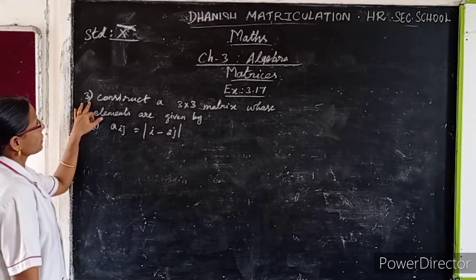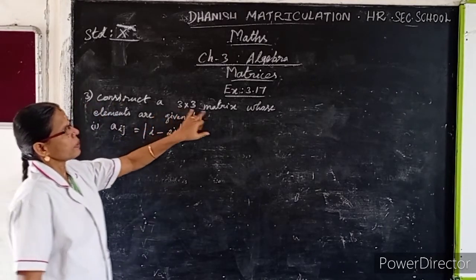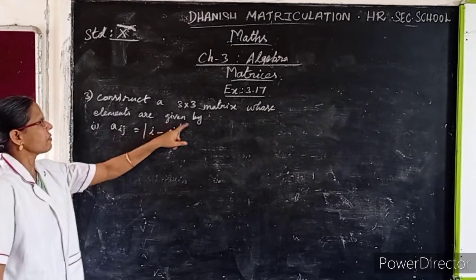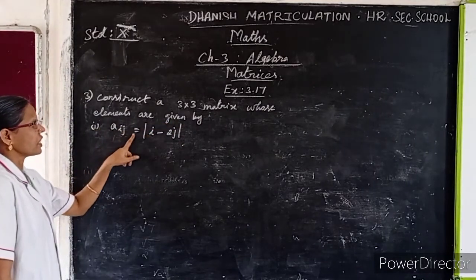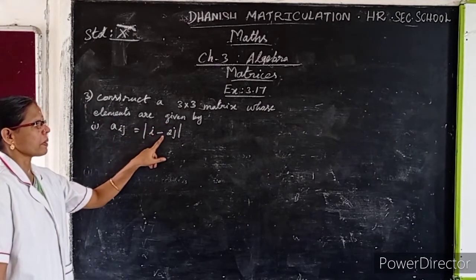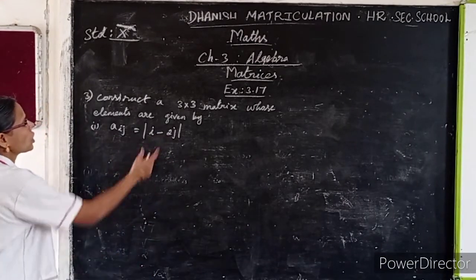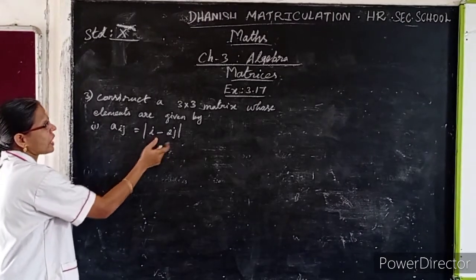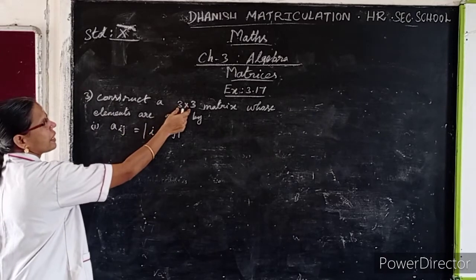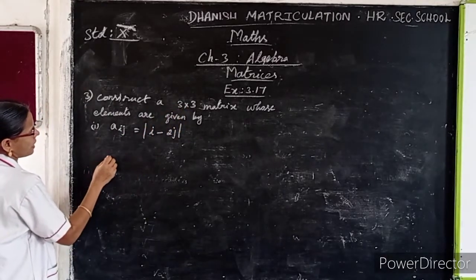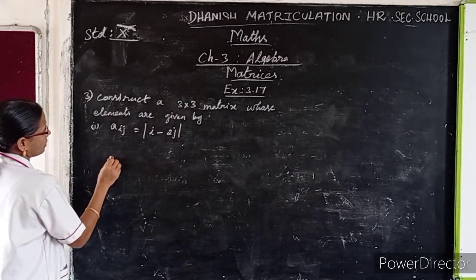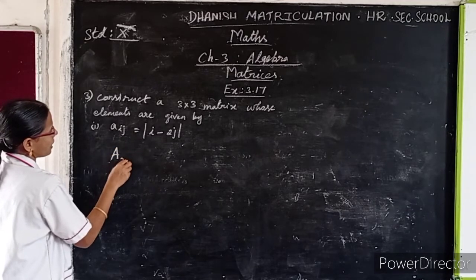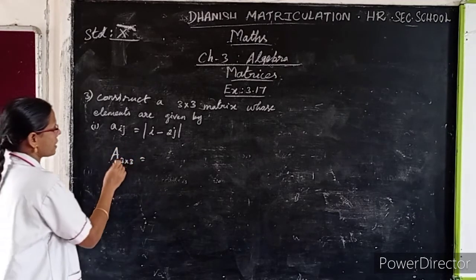Now, question number 3. Construct a 3 by 3 matrix whose elements are given by Aij equal to modulus of i minus 2j. Modulus means only write the absolute values. First construct the 3 by 3 matrix. So a 3 by 3 matrix is, this is the order of the matrix.